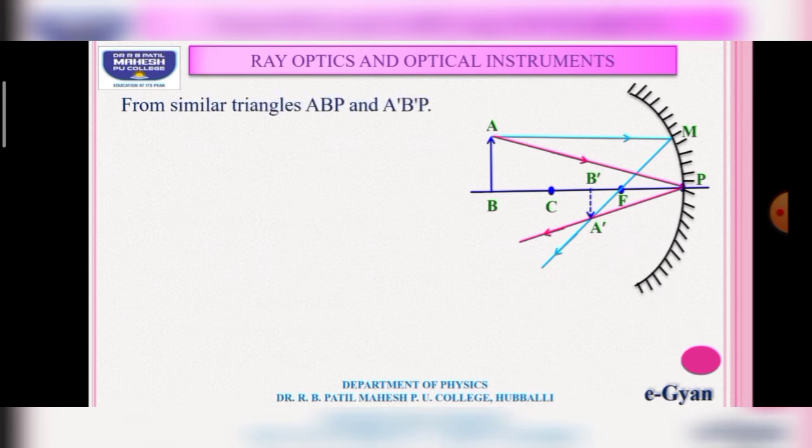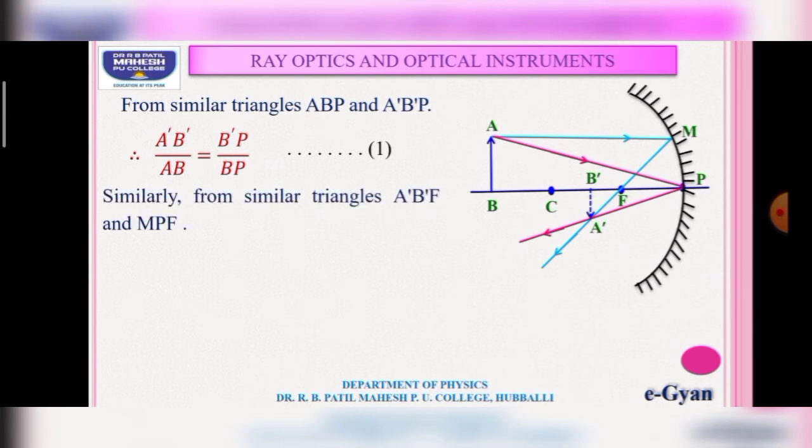Now consider two similar triangles ABP and A dash B dash P. By the properties of similar triangles, we can write A dash B dash divided by AB is equal to B dash P divided by BP. Let this equation be 1.